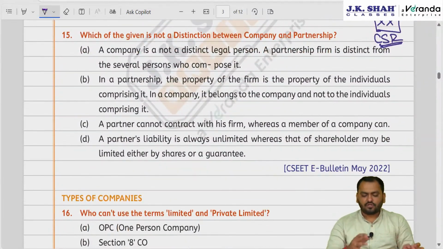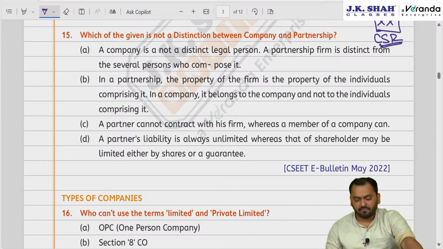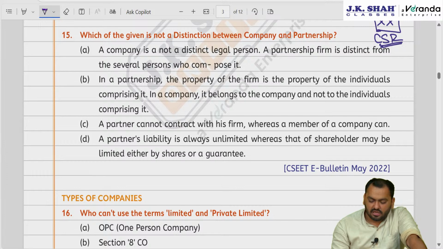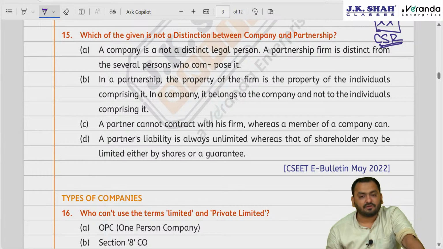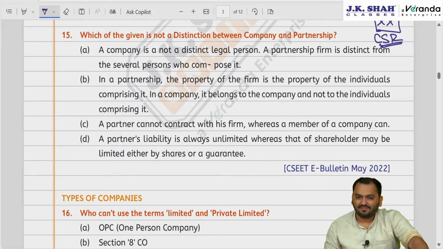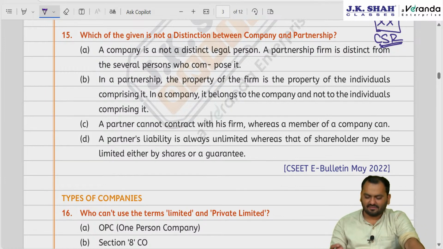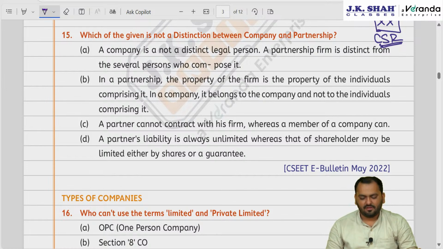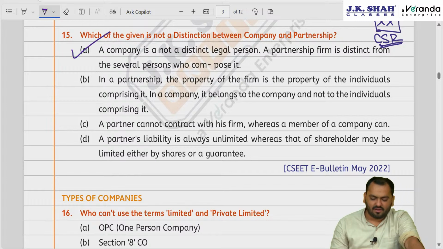Next: which of the given is not a distinction between a company and a partnership? Let's see. In the first one, the company is not a distinct legal person, while a partnership is distinct from the several persons who compose it. Obviously in option A, we can clearly see this is incorrect, because it says the company is not a separate legal entity, but actually it is a separate legal entity. So I have already decided to mark A as my answer. Let us read the other options also.